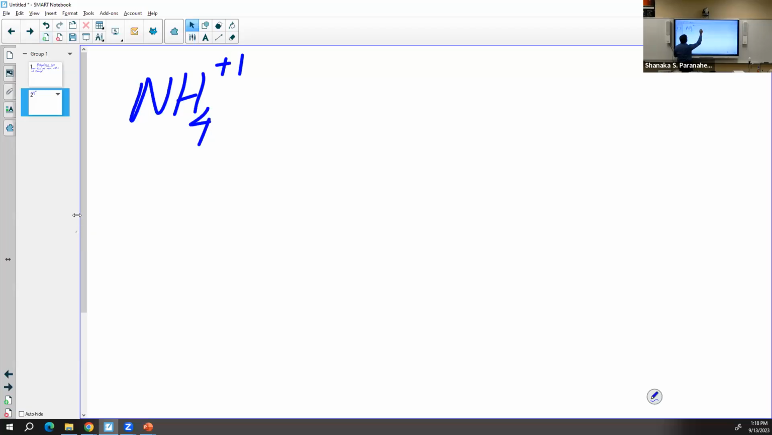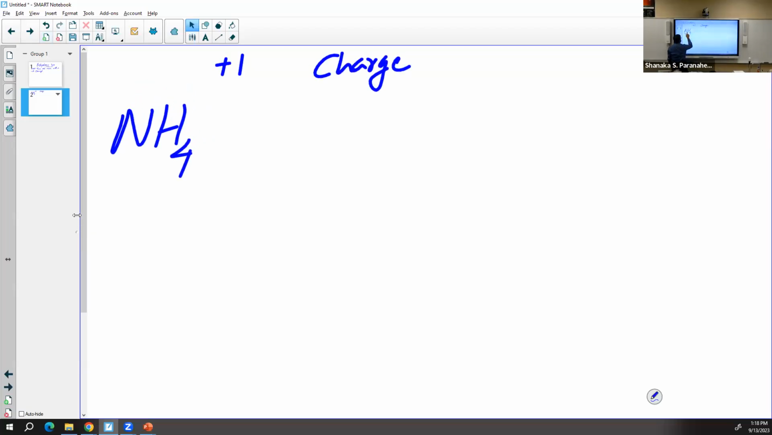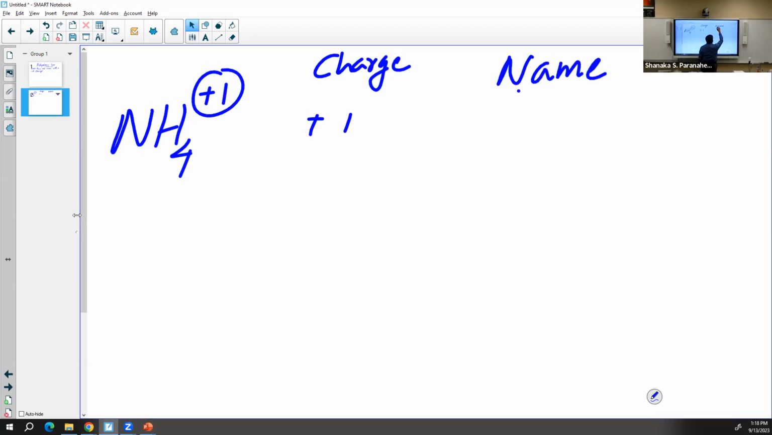So the charge is plus one, and the name is ammonium. Ammonia is a different molecule. Next polyatomic ions are going to be polyatomic anions.